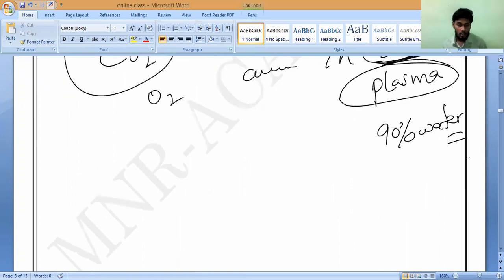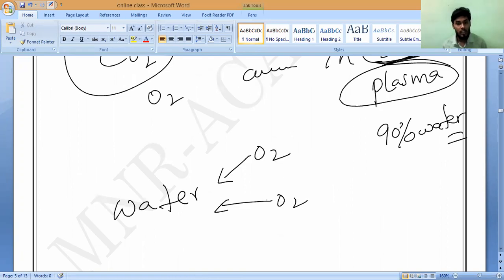In previous classes I have taught you, if you take water, and if you send oxygen as well as carbon dioxide, which will dissolve faster and which will dissolve the maximum? Carbon dioxide. Maximum, correct or not, compared to oxygen. That is what you have to understand here.